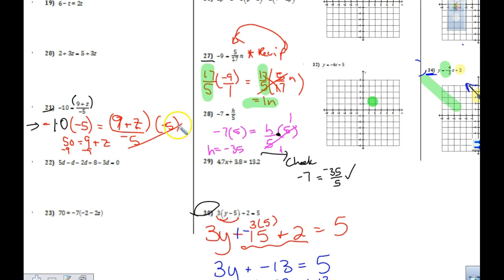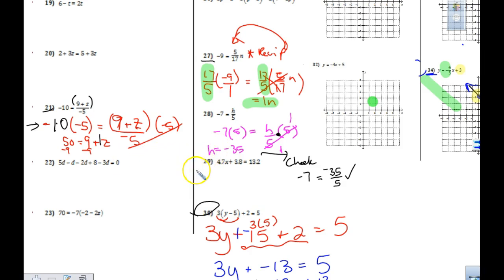So I now multiply on both sides by -5, and I am left with a +50 equals 9 plus z. I'm trying to find z. So if I want to get one z by itself, I subtract 9. I didn't finish solving the problem, so you've got to finish it, right? So you're going to say 50 minus 9 is equal to z and give me your answer.